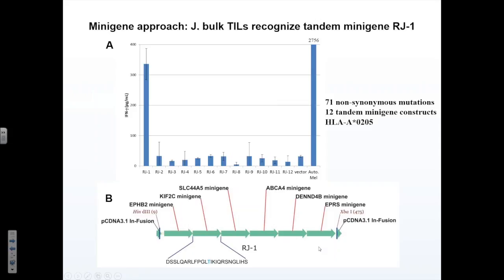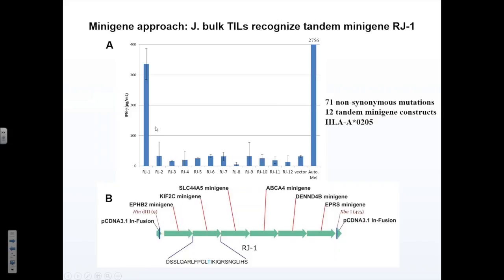So here's an example of how we did this in a gentleman in his 20s who had widespread melanoma. He had 71 non-synonymous mutations following his whole exome sequencing. We therefore constructed 12 tandem mini-genes containing 6 genes each, and then we put each of these 12 tandem mini-genes into the patient's own antigen-presenting cell.